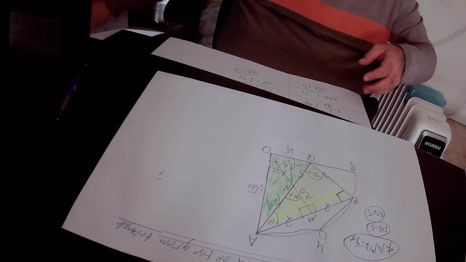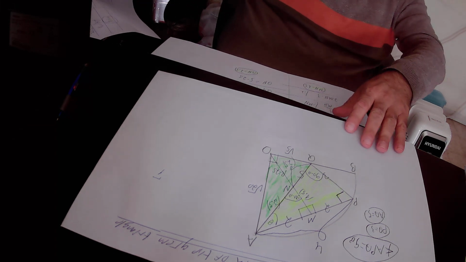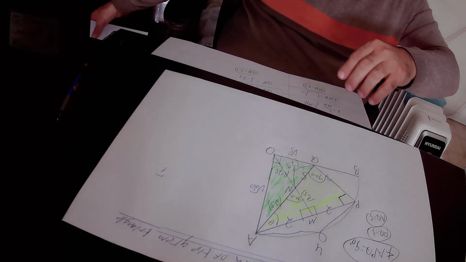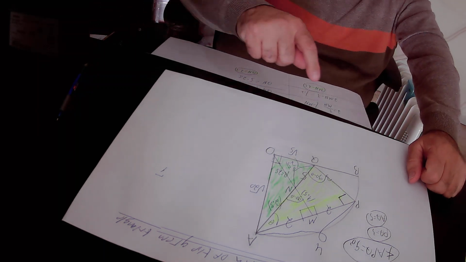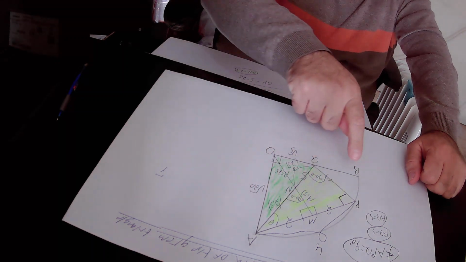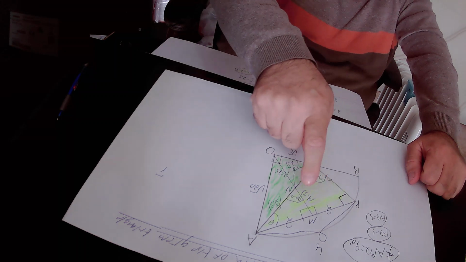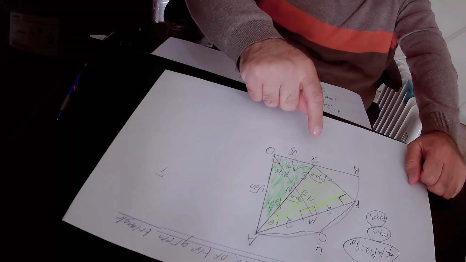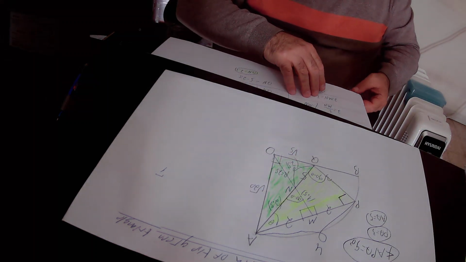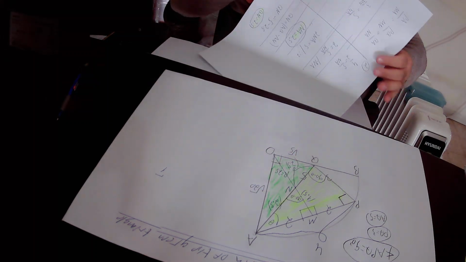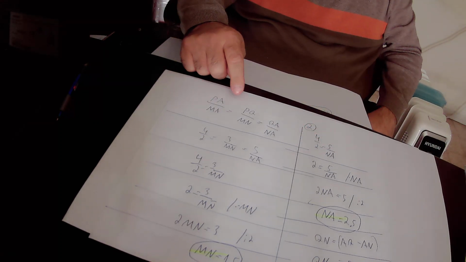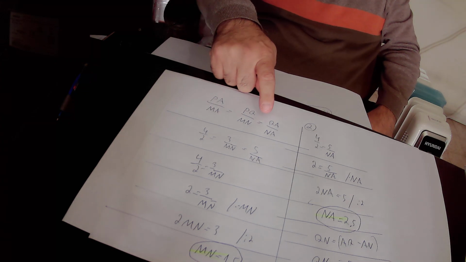For the fact that the two triangles are similar to each other, we will conclude that PA in the big triangle over MA in the small triangle equals PQ in the big triangle over MN in the small triangle, and it also equals QA in the big triangle over NA in the small triangle. I'll repeat again. PA over MA equals PQ over MN equals QA over AN.